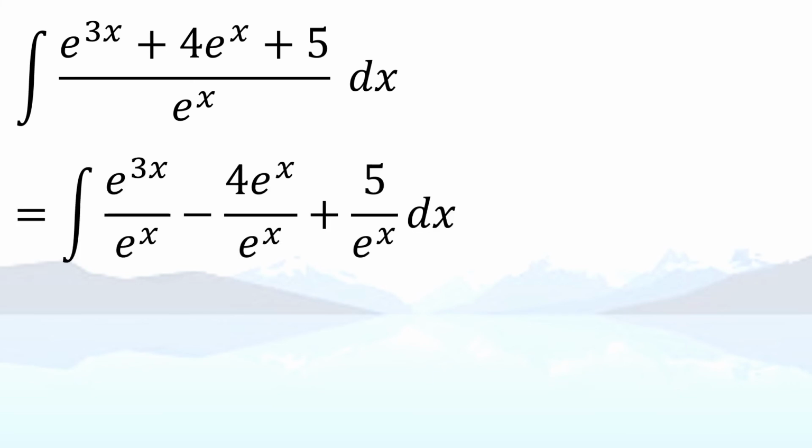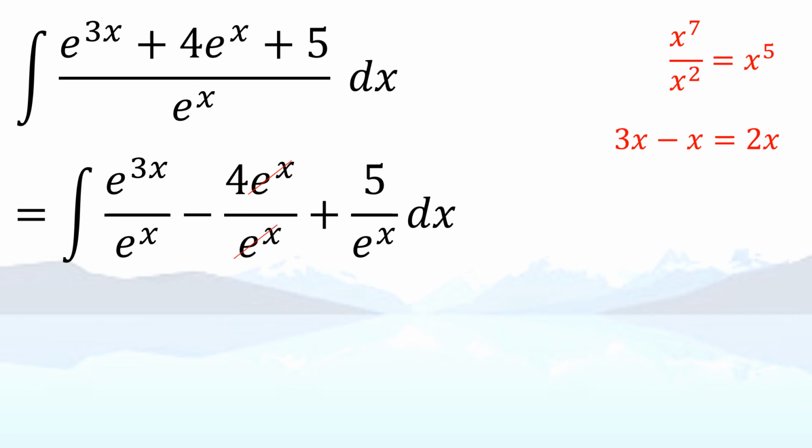So we will be getting the antiderivative of e to the 3x over e to the x, minus 4 e to the x over e to the x, plus 5 over e to the x dx. Simplifying further, as you remember, for the quotient rule, for example, we have x to the 7 over x to the second is equal to x to the fifth. So we are going to subtract the exponents. If we have the exponent 3x and then minus the exponent in the denominator x, so 3x minus x equals 2x.